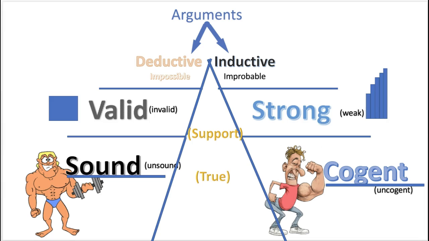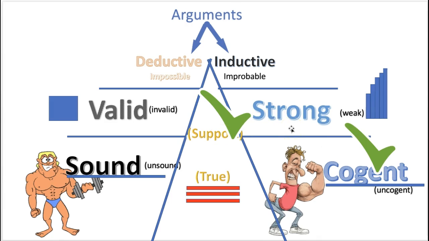But wait, there's more. We've got to go down to the next tier. We want to get to cogent. We want to get a cogent argument. So we've looked at strong: do the premises support the conclusion? If so, it's strong. Next, we're going to go for cogent. How do we know if they're cogent? We ask, are the premises true?